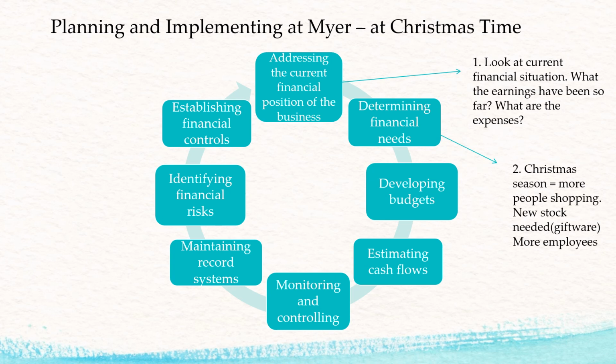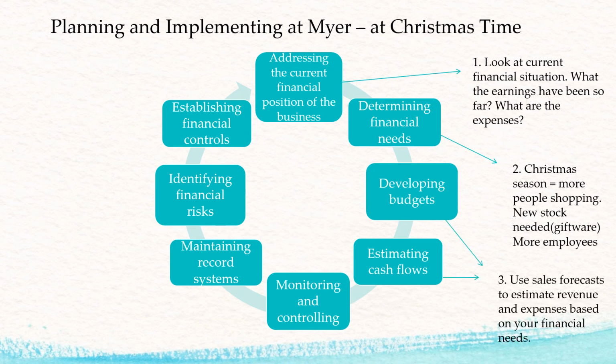Then they need to determine their financial needs. So in this situation, they'll know that it's the Christmas season, there's going to be more people shopping, so they might need to borrow money in order to buy more stock. And they'll also need to allocate funds towards having more employees. So for example, at Christmas time, Myer hires a whole bunch of Christmas casual staff.